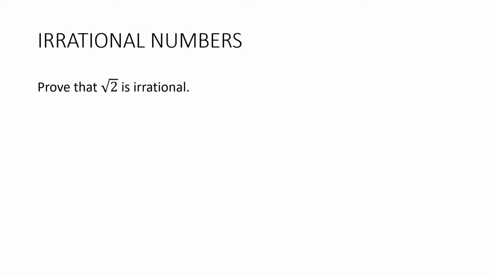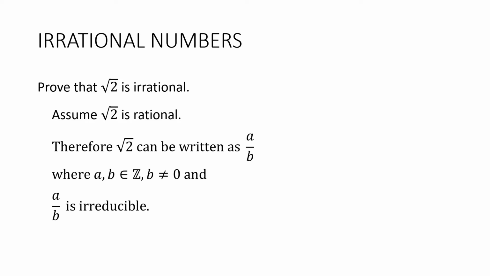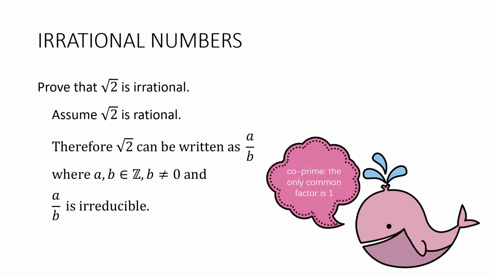Now, the most common proof by contradiction is proving that numbers are irrational. Here's an example. Prove that root 2 is irrational, and we're going to start by assuming that it's not irrational, or in other words, that it's rational. If it's rational, it means we can write it in the form a over b, where a and b are integers, b is not equal to 0, and this part's really important: a over b is irreducible. That means it can't be simplified. You could also say that a and b are co-prime. In other words, they only have one common factor, and that's 1.